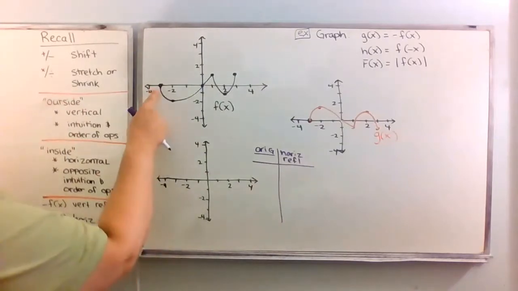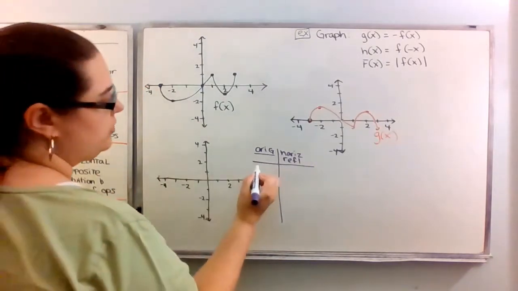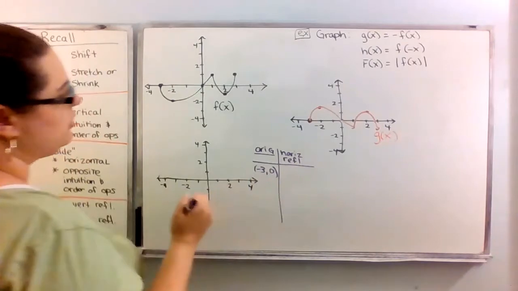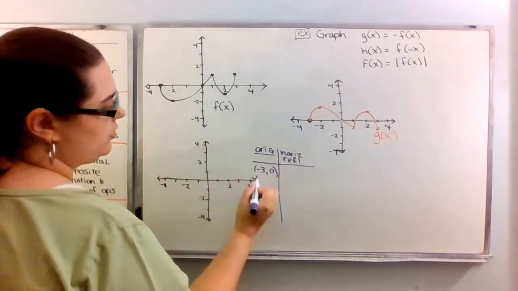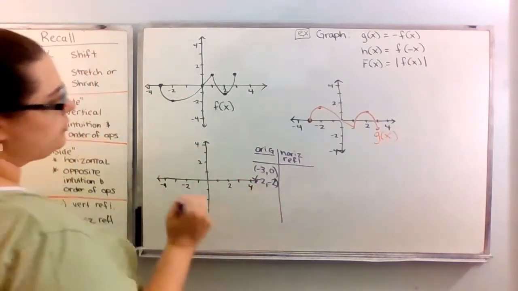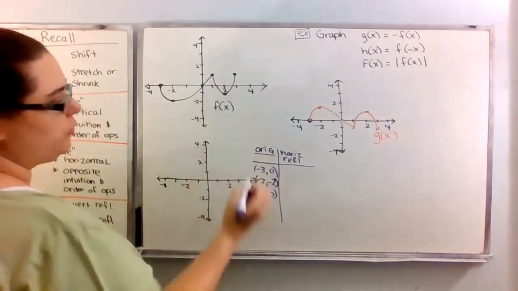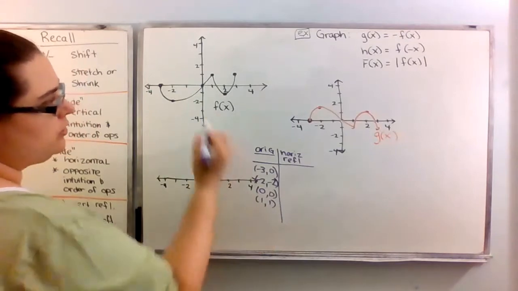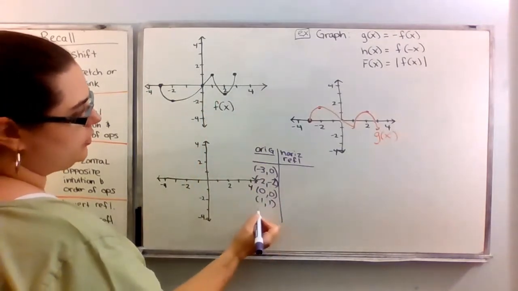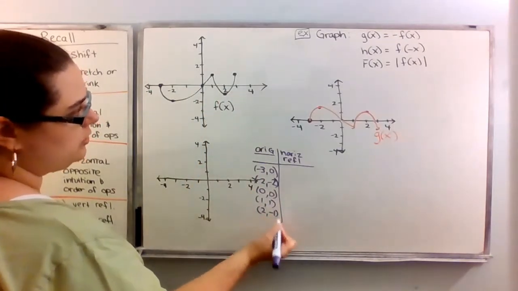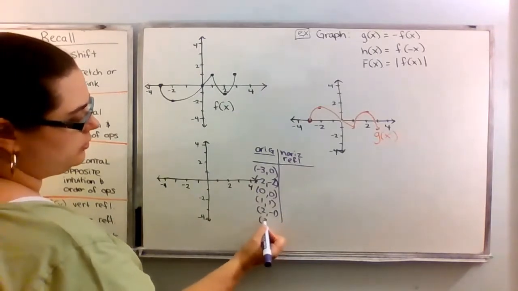So our original points, we had -3, 0. We had -2, -2, 0, 0, 1, 1, 2, -1, and 3, 1.